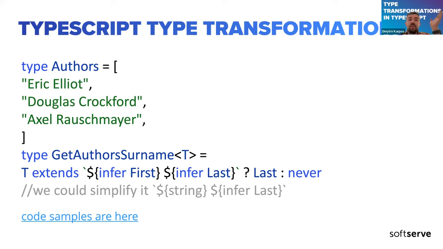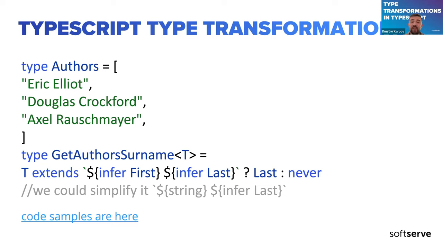So here we use a conditional check to check that T is a string with two strings with a space between. Then we infer the strings in those slots using the infer keyword. We could simplify it a bit, and if we are interested only in the surname, we extract only the last name, and that's the trick. Basically, we have combined conditional type, template literals, and infer in one type, like GetAuthorsSurname. It does work. All this TypeScript code is legit. You can go and check the samples if you want to. And I think that's it for today.